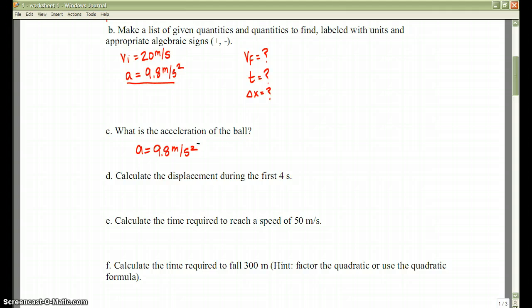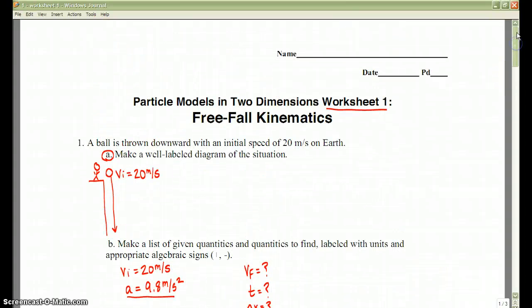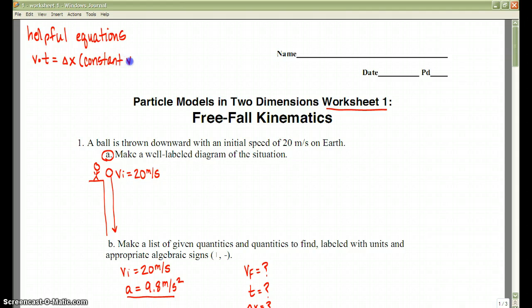For the next part, it asks us to calculate the displacement during the first 4 seconds. I'm going to go back up to the top and write down some helpful equations to use during this worksheet, in case you couldn't find a note card. Our first one: if we have a constant velocity, we can take velocity times time and get a distance. This is only when our velocity is constant, so don't use this one unless we have constant velocity.